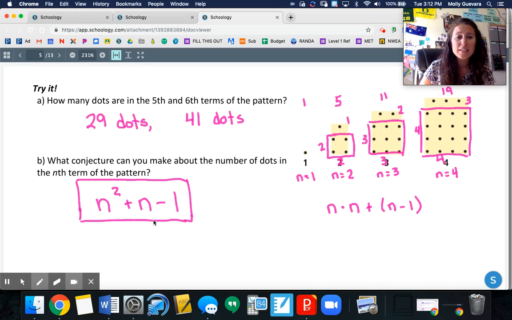So if these two problems are really confusing for you, or you need extra help, reach out to me, reach out to your teacher, and let us help you on these, okay? Because we want to make sure that you are understanding how to do these.